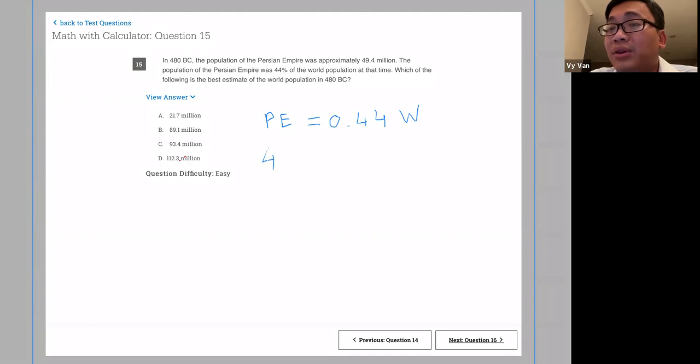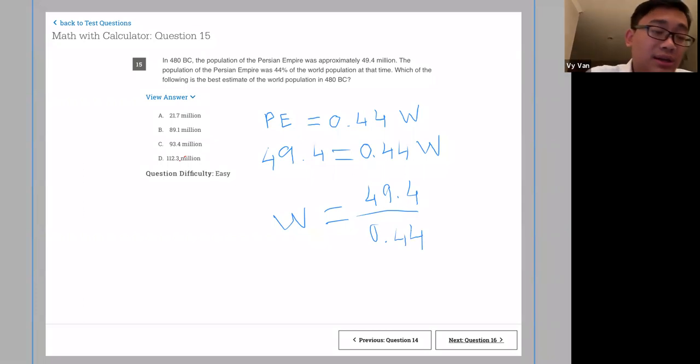So I highly recommend you guys with percent questions, you always start out with this equation. And then we replace the variables that we know. So this is 0.44. They're asking what is the world? So the world population is 49.4 divided by 0.44. And let's double check, see what it is. 49.4 divided by 0.44. The answer is 112, which is D.